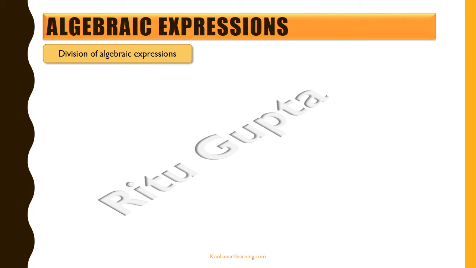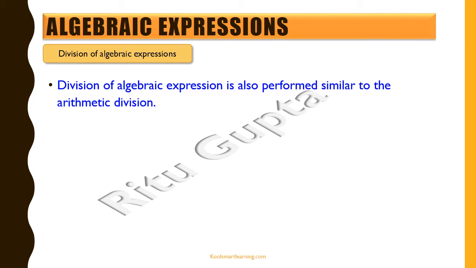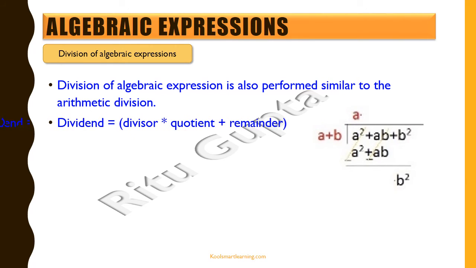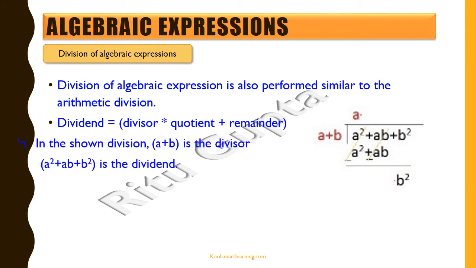Now let's move over to division of algebraic expressions. Division of algebraic expression is again performed similar to the arithmetic operation. Now let's take an example where we are dividing a square plus ab plus b square by a plus b. So again, you know the concept that dividend is equal to divisor multiplied by quotient plus remainder remains the same both for the arithmetic division and for algebraic division.